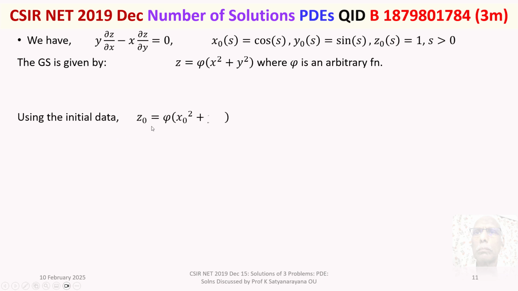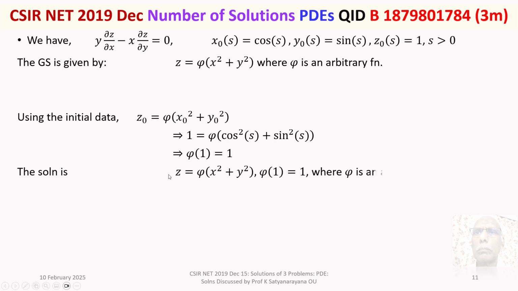Using the initial data, z₀ = φ(x₀² + y₀²). z₀ is 1, x₀ is cos s, y₀ is sin s. This implies 1 = φ(cos²s + sin²s), s greater than 0. Since cos²s + sin²s is 1, that gives φ(1) = 1. Now, the solution is z = φ(x² + y²), satisfying φ(1) = 1, where φ is an arbitrary function.